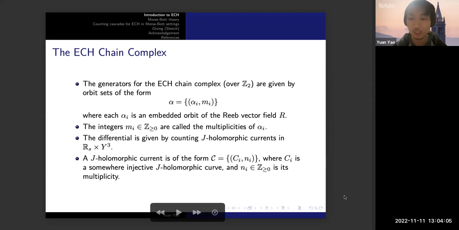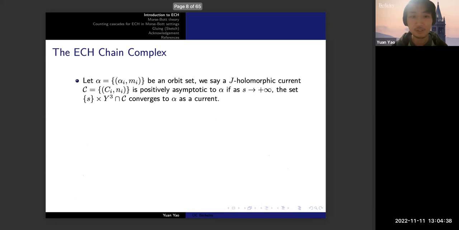And what is a J-holomorphic current? A J-holomorphic current is given by pairs C_i and n_i, where each C_i is a somewhere injective J-holomorphic curve, and n_i, again, is its multiplicity. So the way ECH talks about multiple covers of holomorphic curves is to say: here I have some somewhere injective curve with higher multiplicity. Now I've told you about orbit sets and J-holomorphic currents, but how do they talk to each other? They talk to each other via the following.